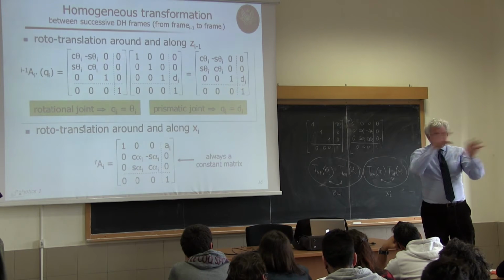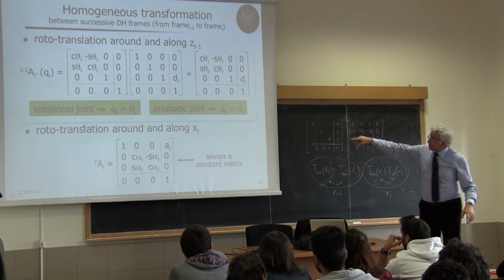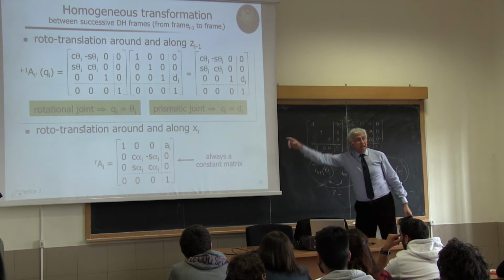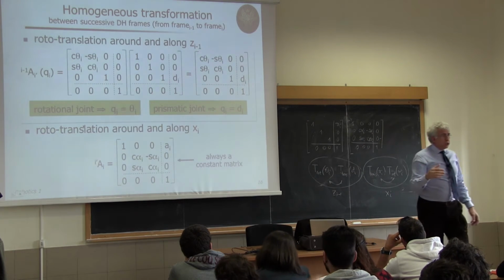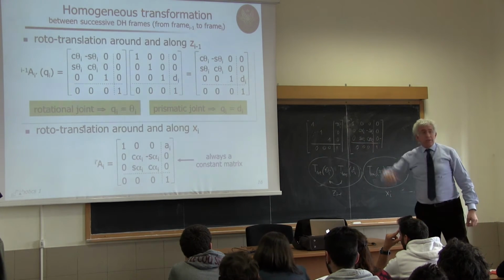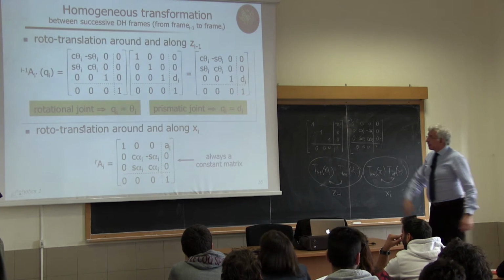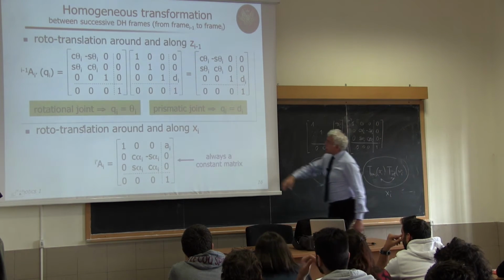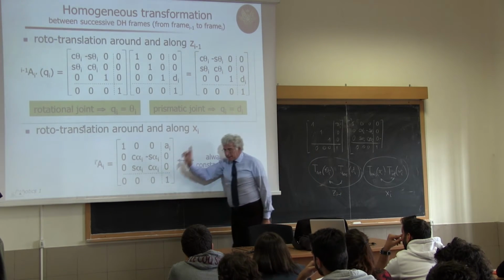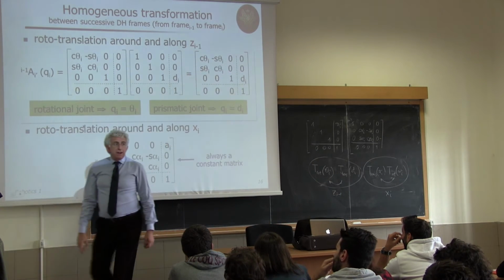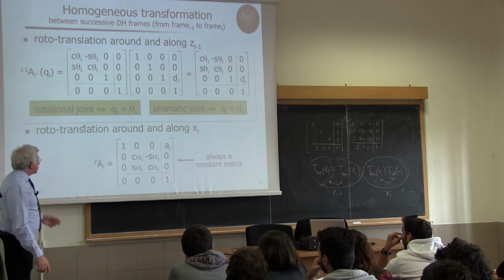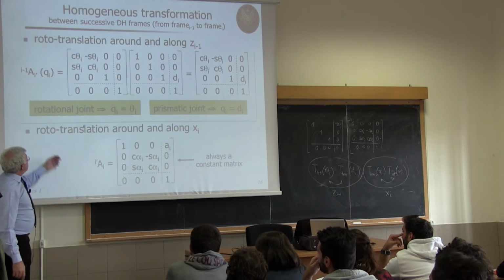So there is some freedom. This is why it's nice to say roto-translation, because I don't care about the order, only because it's around and along the same axis. Okay? Now I make the product of this times this, and pay attention to how I define those A matrices, which are homogeneous matrices.